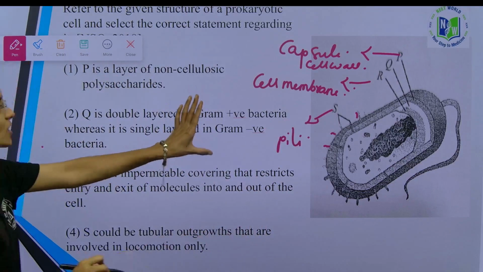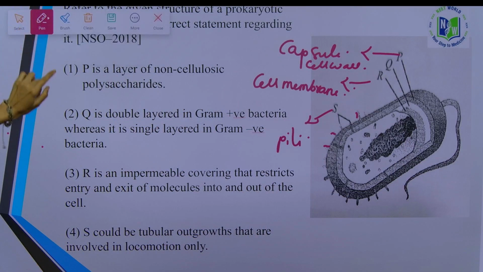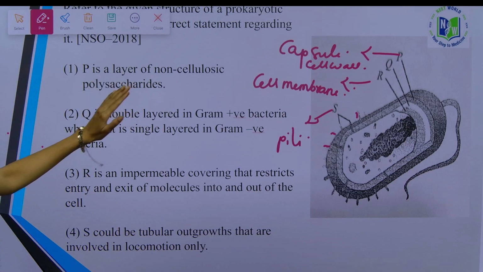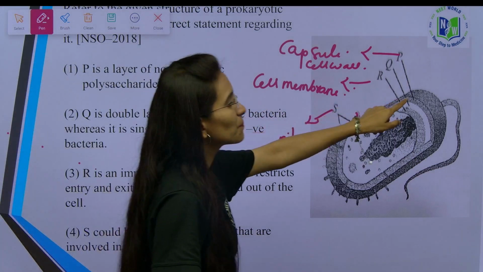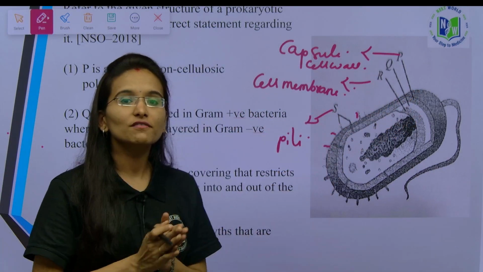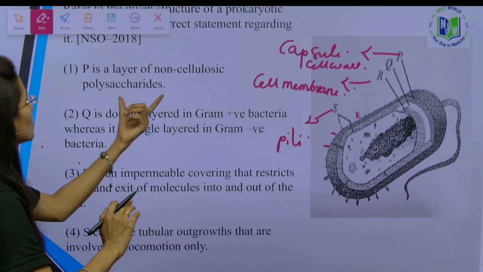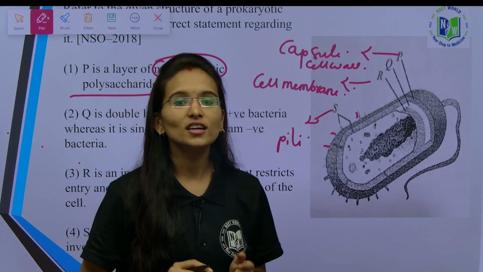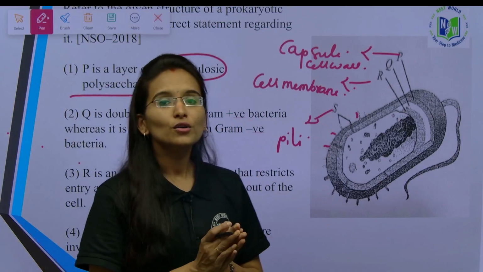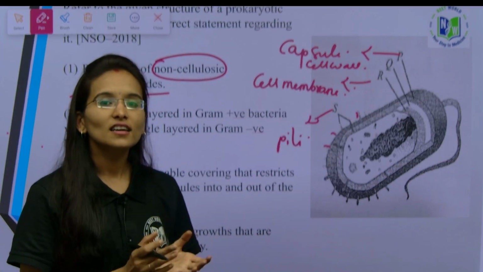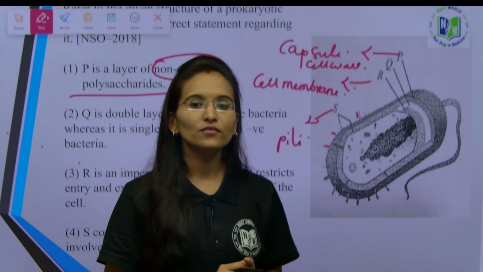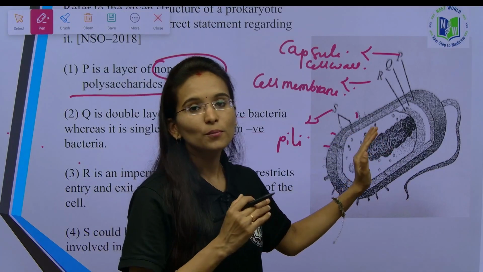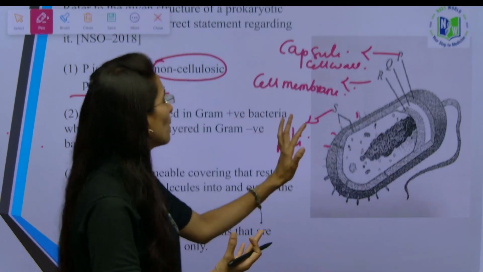So, now by looking into it, let us solve these options, students. The first option is P is a layer of non-cellulosic polysaccharides. What is P? P is a capsule which gives protection to the bacteria. So, it is a non-cellulosic layer, it is right, and it is made up of polysaccharides. The capsule we can find in 2 forms, slimy layer and capsule layer. Both of them are made up of polysaccharides, and this is just an extra protection present around the cell wall in the prokaryotic cell, which is present inside the bacterial cell.